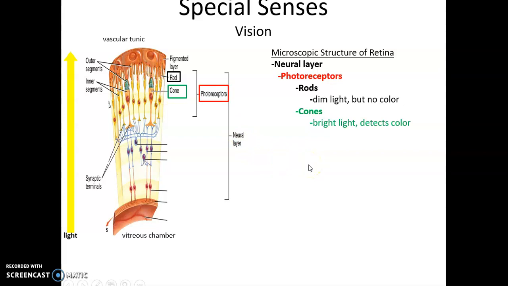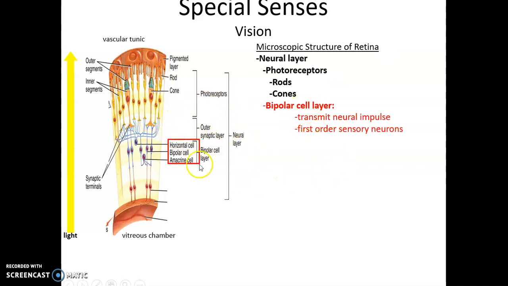There are two kinds of photoreceptors. There are the rods that are able to detect dim light and are unable to see any color. So rods work best in dim light, but only see in black and white. And the cones work best in bright light, and they are able to detect colors. So the cones give us the ability to see colors.